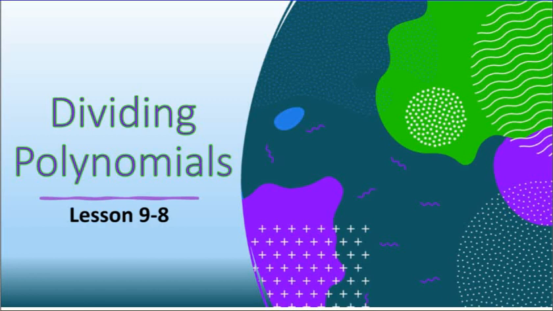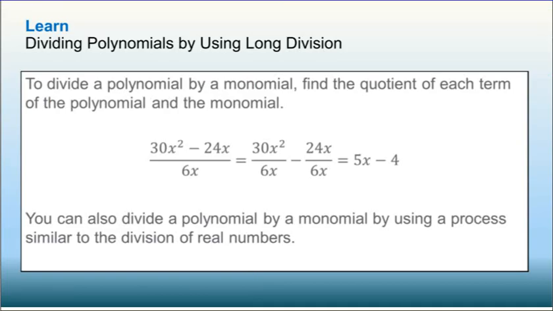Lesson 9-8, dividing polynomials. When we are looking at dividing polynomials, we're going to look at a couple methods. One method would be using long division. The other one would be another form of factoring. To divide a polynomial by a monomial, find the quotient of each term of the polynomial and the monomial. You can also divide a polynomial by a monomial by using a process similar to the division of real numbers.